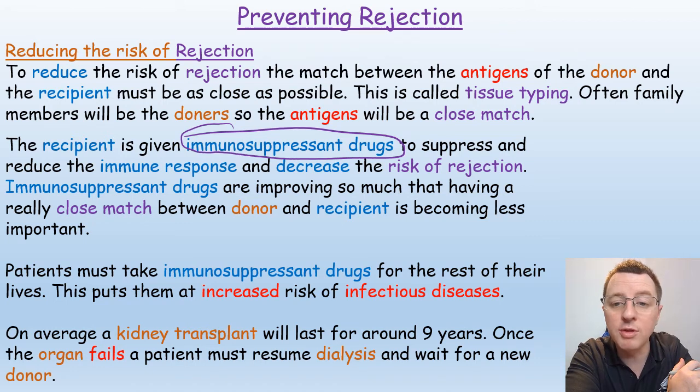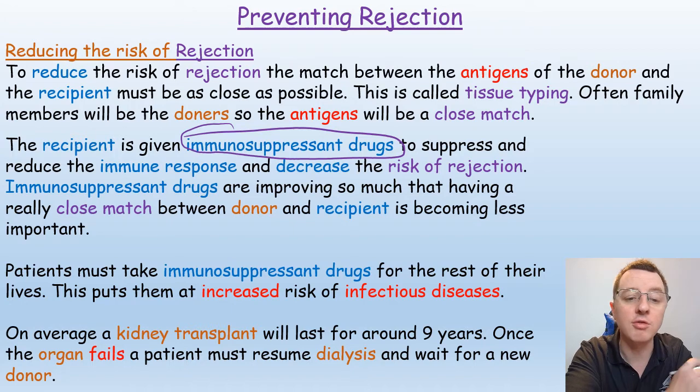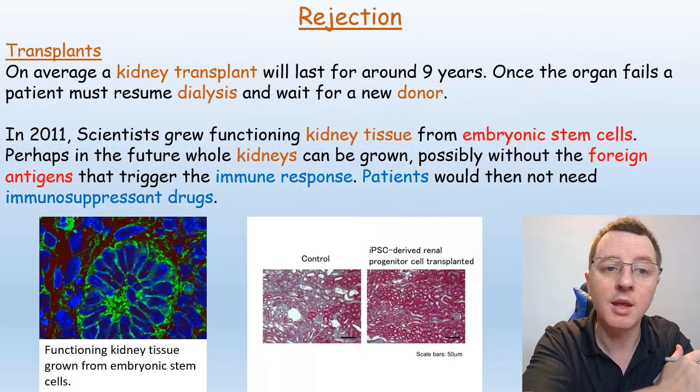Immunosuppressant drugs are improving so much that having a really close match between the donor and the recipient is becoming less important. Patients must take immunosuppressant drugs for the rest of their lives, and this obviously puts them at an increased risk of catching infectious diseases. On average, a kidney transplant will last for around 9 years. Once the organ fails, a patient must resume dialysis and wait for a new donor.